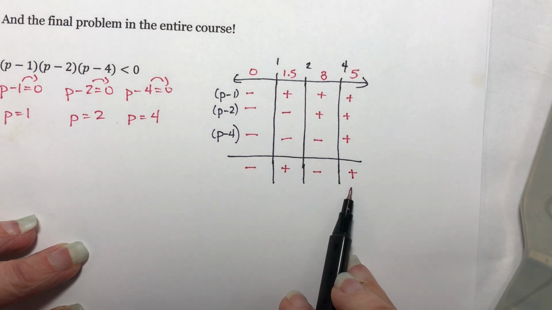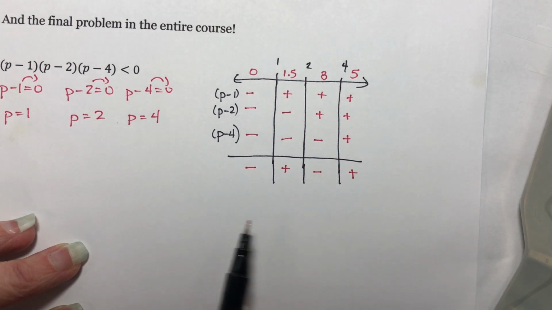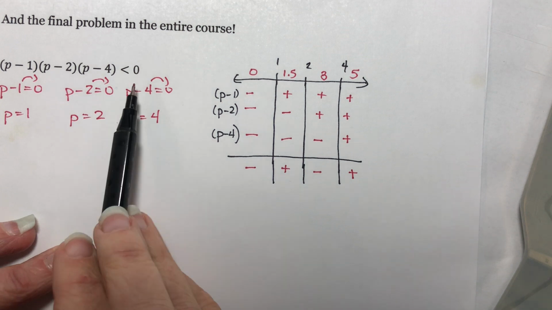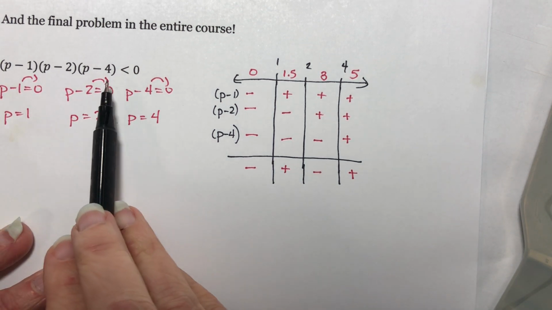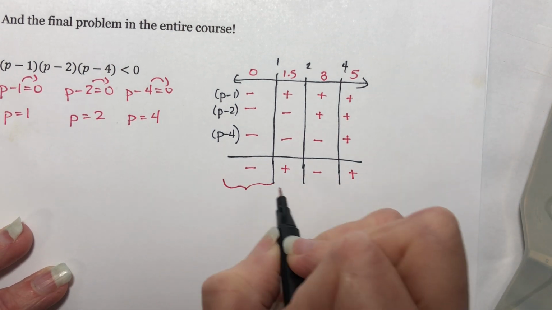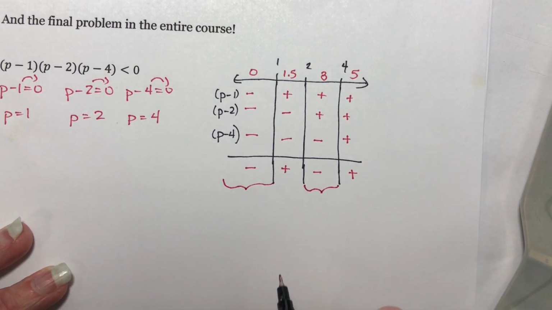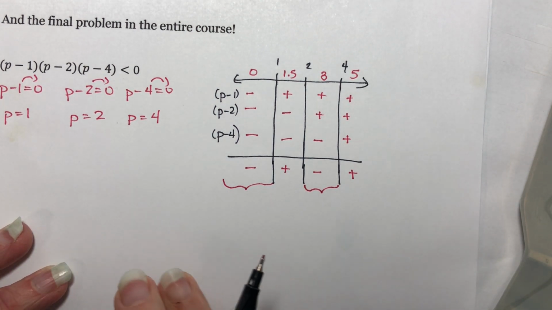Are these always going to alternate? No. That happens a lot, but it does not always happen. Okay? So now let's look to see what kind of answer we were hoping for. We want this thing to be smaller than 0, so we're interested in the negative areas. Our graph is negative here and also here. This is less than, so we're going to have parentheses.